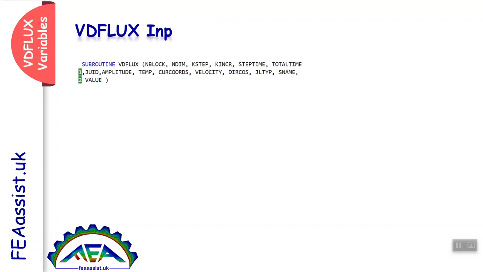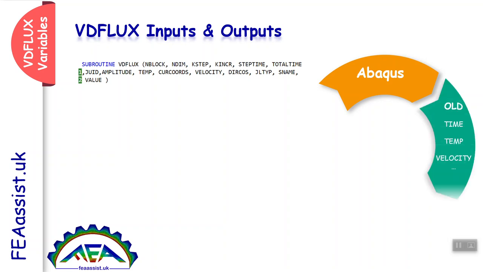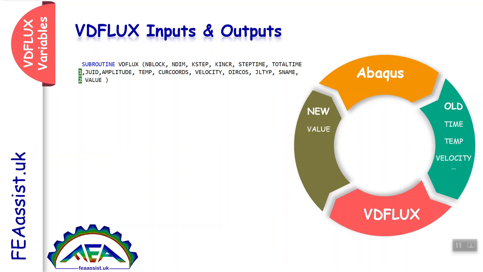VDflux variables. VDflux has some inputs coming from Abaqus. We need to process them and export the value as an output to Abaqus. In other words, Abaqus computes some variables like temperature, velocity, and time, and these variables are transferred from Abaqus to VDflux. In VDflux, we need to get these variables and recompute the value, which is the flux. The flux is transferred to Abaqus. Abaqus will use this value to recompute the time, temperature, velocity, and other variables.